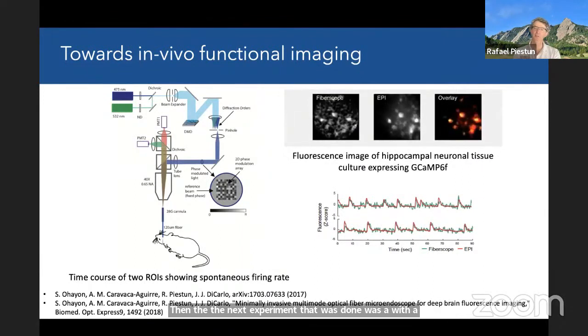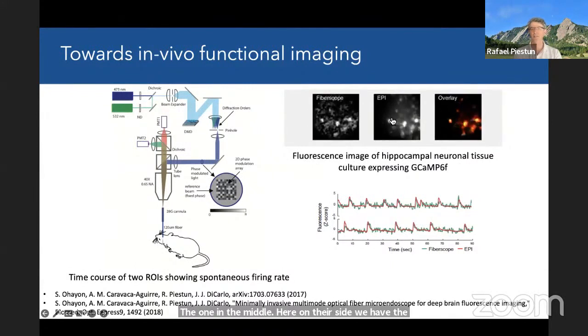The neuroscientists know how to slice a brain and keep the slices alive and firing. So you can put that into a microscope and do essentially optogenetics. And so here what we did is, on one side we had an epifluorescence microscope, the one in the middle here. On the other side we have the fiberscope, the multiple fiber endoscope.